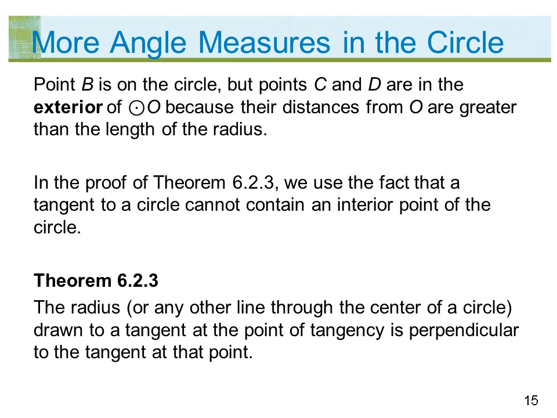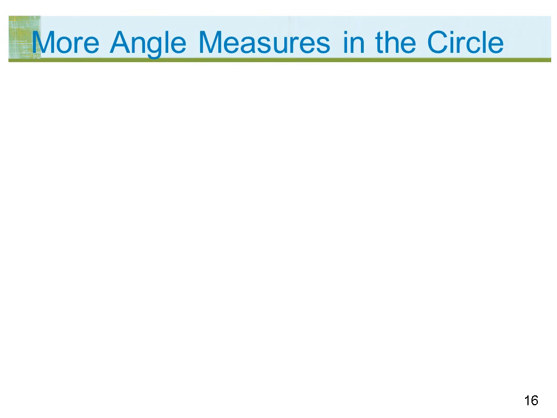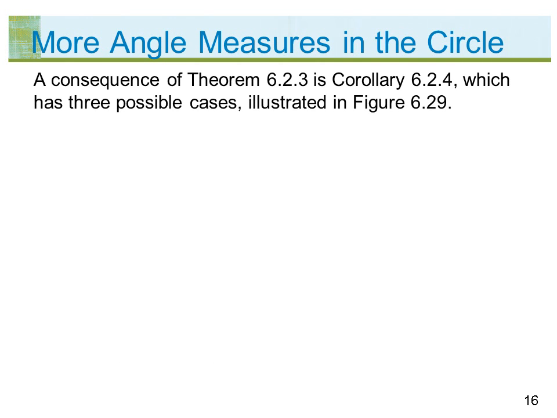Theorem 6.2.3. The radius, or any other line through the center of a circle, drawn to a tangent at the point of tangency is perpendicular to the tangent at that point. A consequence of Theorem 6.2.3 is Corollary 6.2.4, which has three possible cases, illustrated in Figure 6.29.